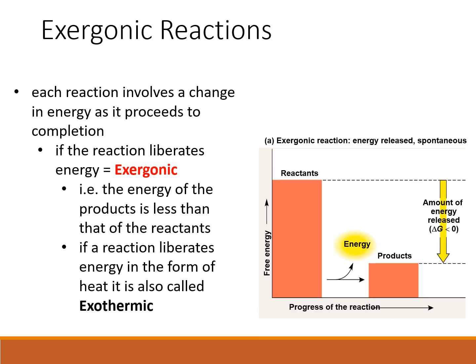Each reaction involves a change in energy as it proceeds to completion. This energy is actually called free energy. If the reaction liberates energy, in other words, as the reactants proceed to become products and energy is given off, this is called an exergonic reaction. And this happens because the free energy of the products is less than that of the reactants. Now, if this energy given off is in the form of heat, this exergonic reaction can also be called exothermic.